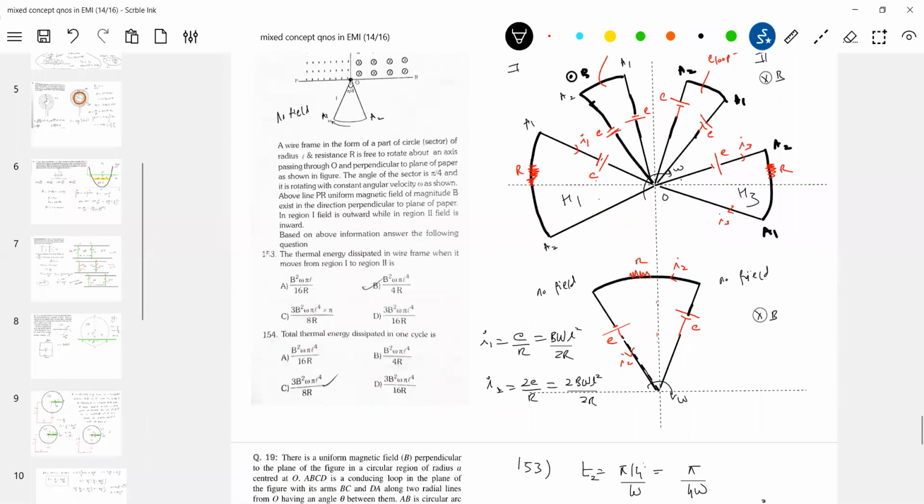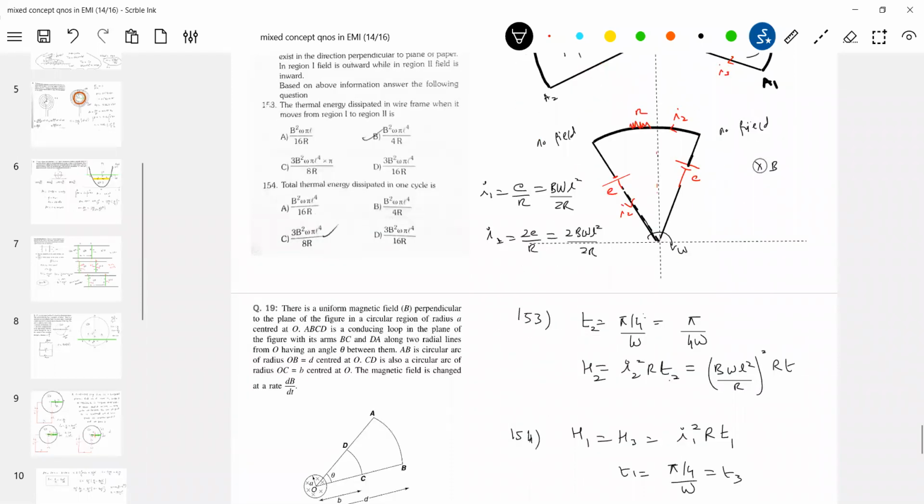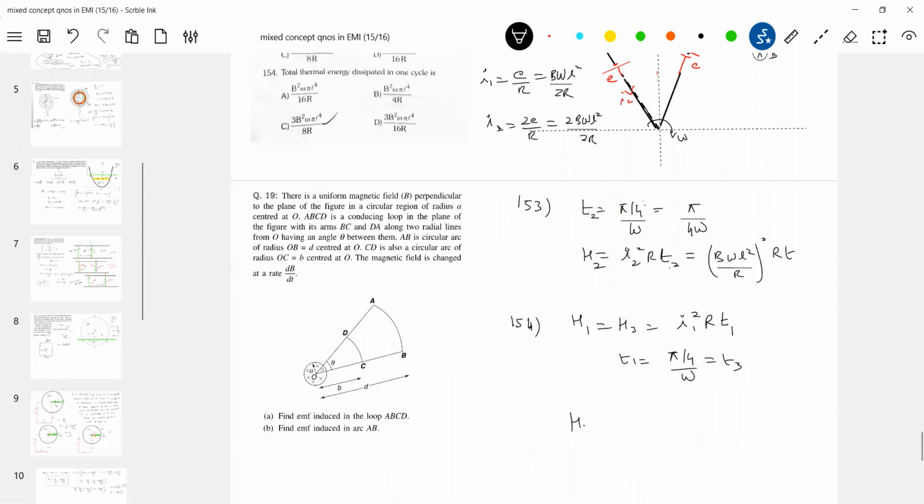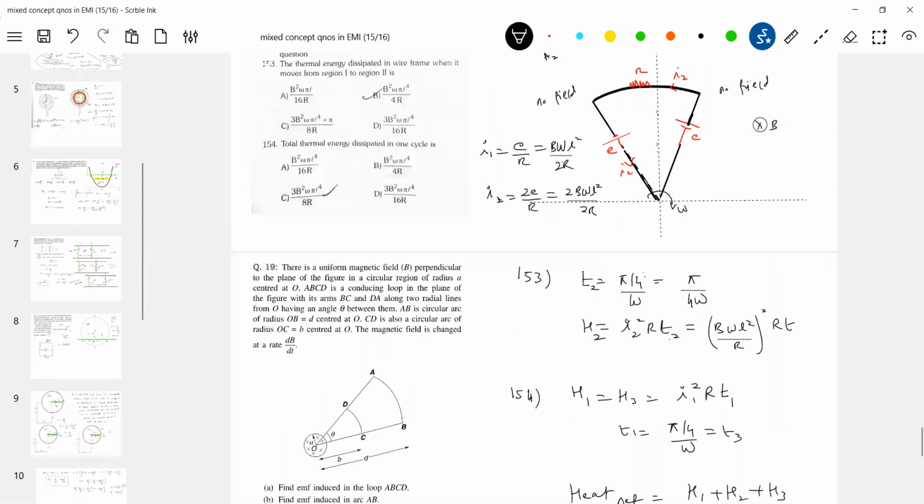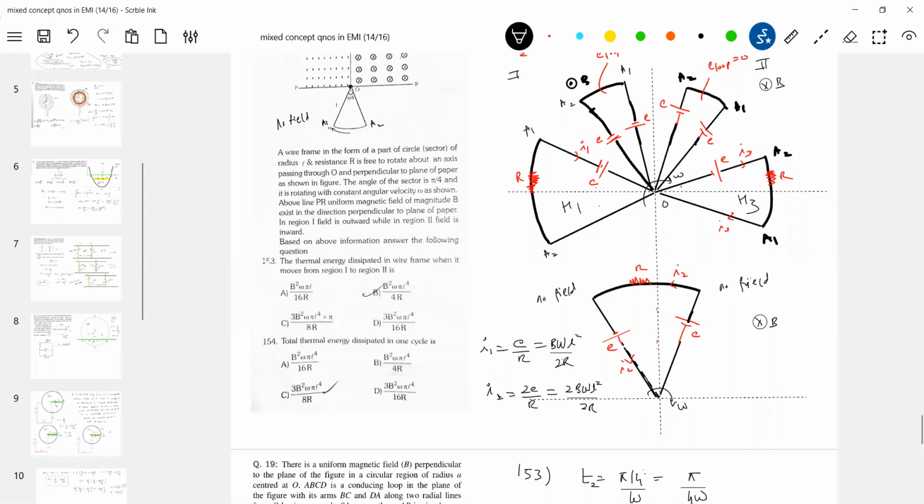Time taken by the loop to enter fully into the magnetic field region 1. Same thing, pi by 4 omega. So we got this much. Now you add up, the total heat is H1 plus H2 plus H3. Do the calculation. So we should avoid mathematics. That's what I'm telling you. Take help of the rod concept here. Things will be easier.